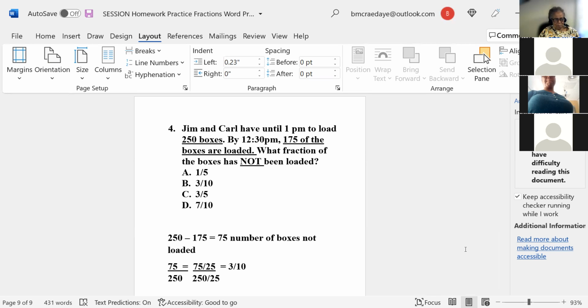0.75 divided by 250. Not 0.75, just 75 divided by 250. If you divide this out, you'll get 0.3, the decimal. And 0.3 is equal to 3/10. You could put 75 over 250 in your calculator and you'll get 0.3, right? Yes, 0.3 is 3/10.